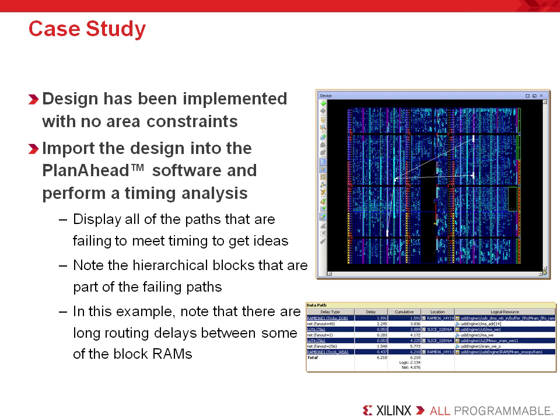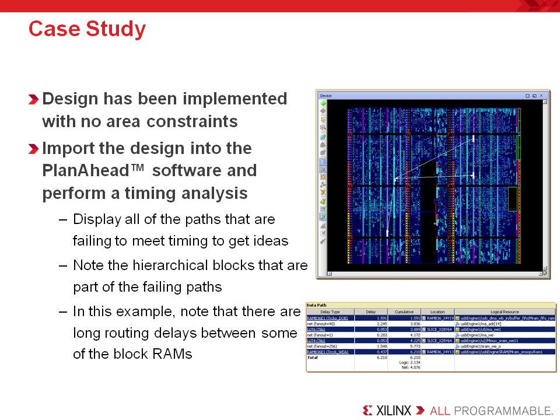This is an example using floor planning for timing closure. The design has been implemented with no area constraints. Only post-implementation timing numbers identify what logic is failing timing. After the design has been run through implementation and the design fails timing, load the results into the PlanAhead tool. The PlanAhead tool will display all of the paths that are failing to meet timing. This will give you an idea of which paths are failing.